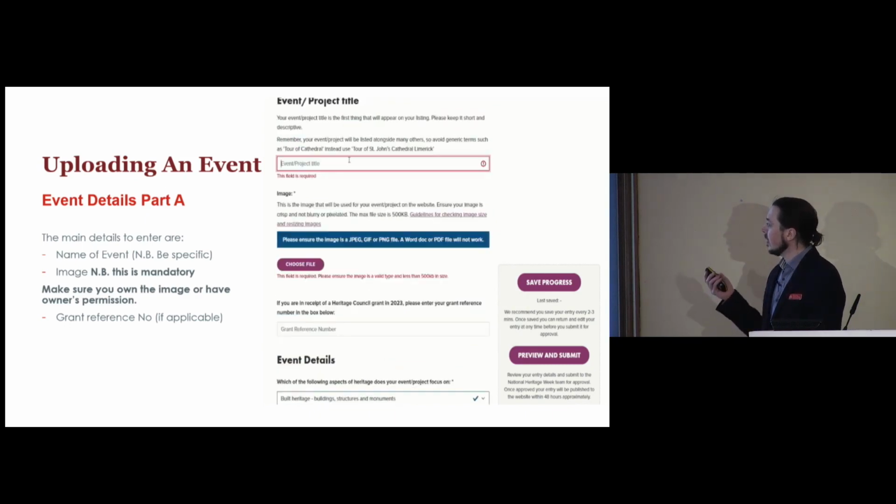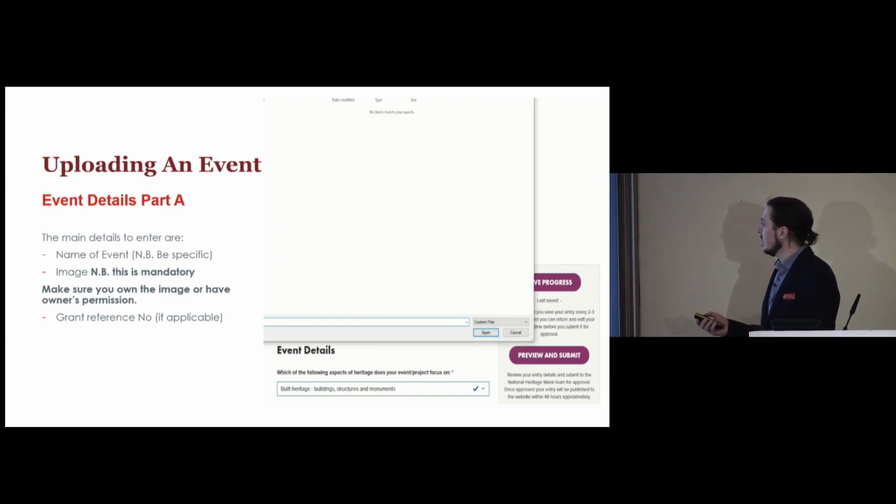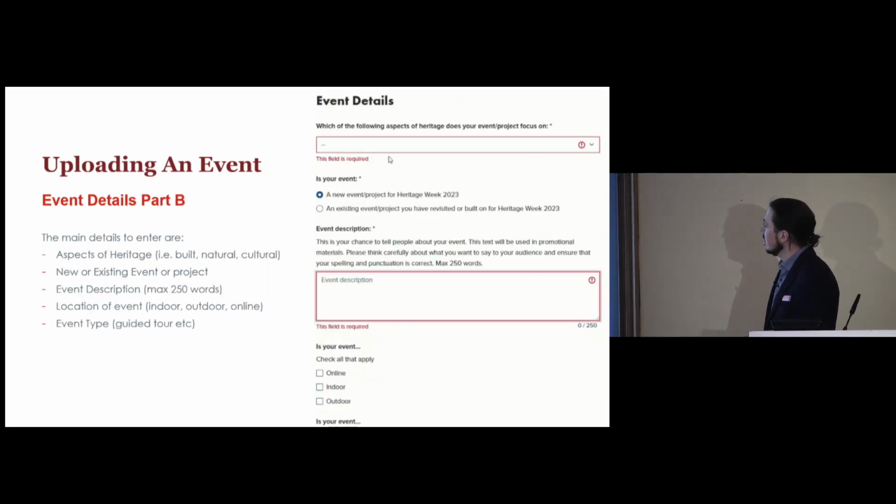If you are a grant recipient, you're asked to submit your grant reference number. So if you got a grant from the Heritage Council, you'd be asked to submit that there. That's so we can track the grant recipients and who submitted an event. This is an example here of me uploading an image, and this is how it works.